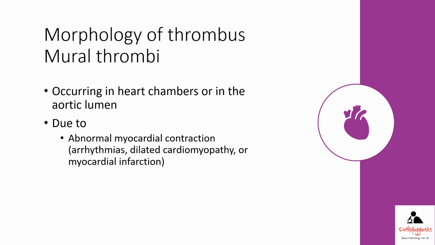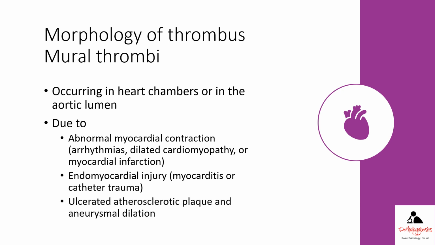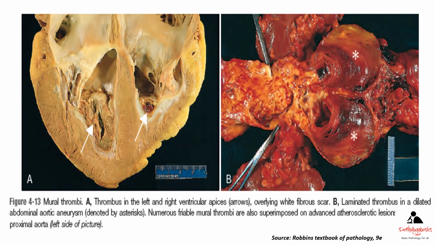When can this happen? When the heart is not able to pump, especially in case of arrhythmia, dilated cardiomyopathy, or myocardial infarction of a ventricle. It can also happen due to myocarditis or myocardial trauma, or it can happen due to aneurysm, aneurysmal dilatation. So this is the diagram of a mural thrombus. Okay, so you can see a thrombus inside the ventricle.